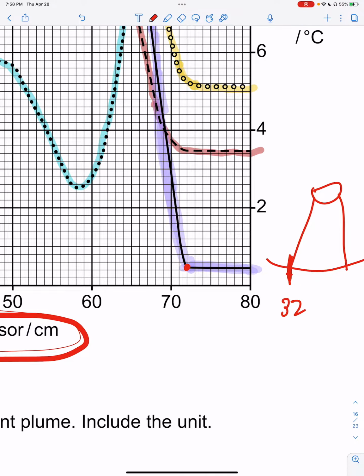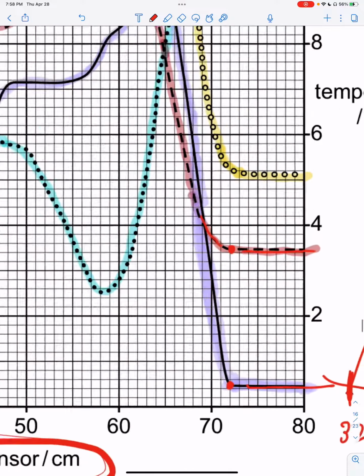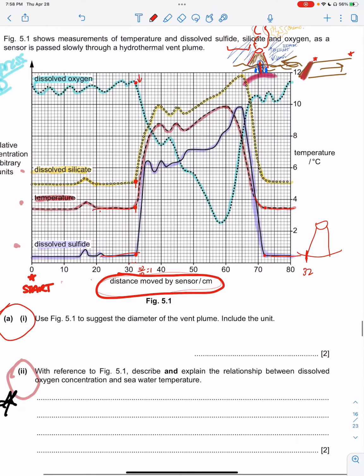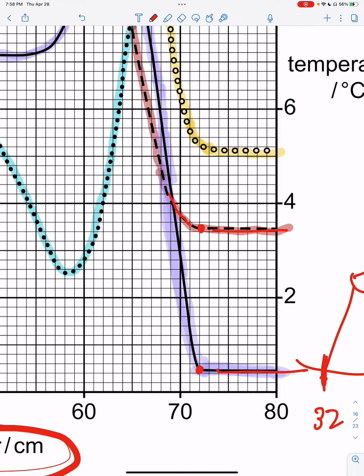All right, and then this one comes down and then stops and then flatlines again back to its baseline that you saw right on the other side of it. So that and then that. Same with sulfur, normal sulfur, very high at the plume. Yellow, silicates. All right, and then yellow comes down, down, down, down, down, and then it's right here. So essentially it's this area.